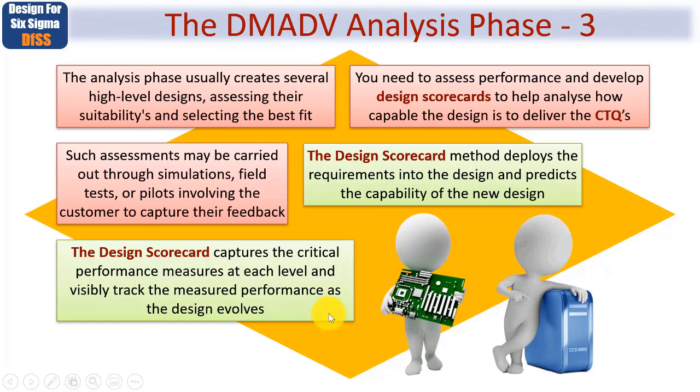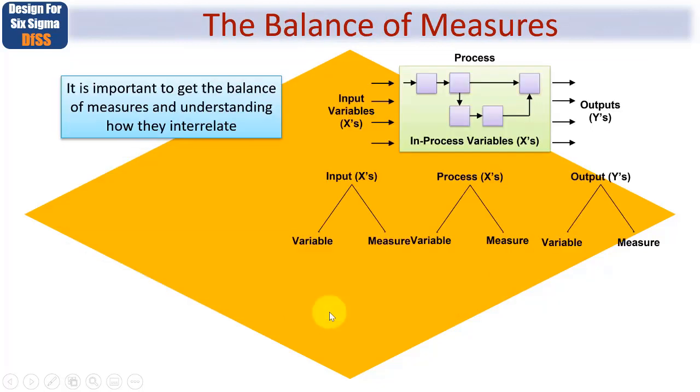And going back to something which you'll have learned right at the start of our Lean Six Sigma course, a common diagram, if you will, for what a process is. And here I'm showing you the balance of measures, because it's important to get these balance of measures and understanding how they each interrelate. Let's check out this diagram. Here it is in a box. This is the process that you're interested in.